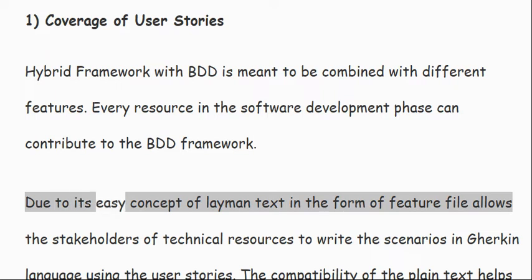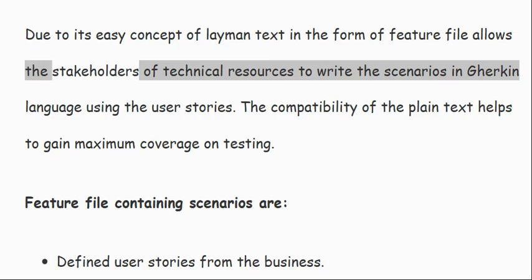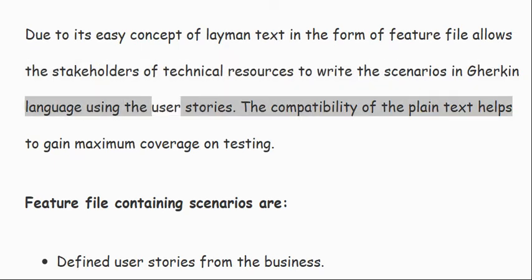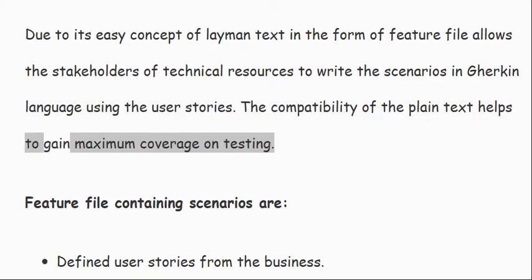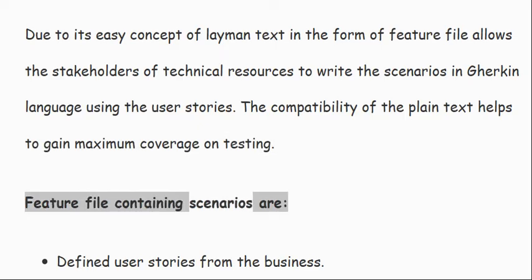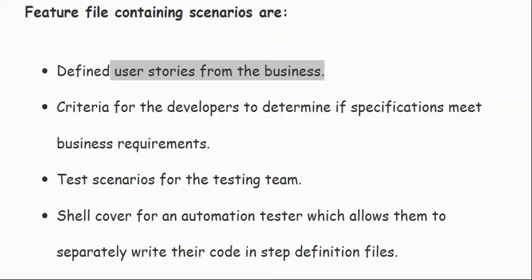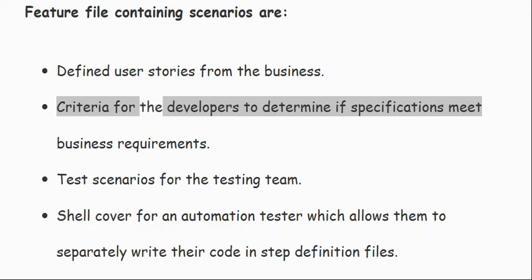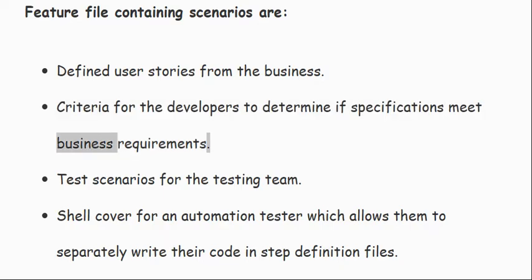Due to its easy concept of layman text in the form of a feature file, it allows the stakeholders and technical resources to write the scenarios in Gherkin language using the user stories. The compatibility of the plain text helps to gain maximum coverage on testing. The feature file containing scenarios defines user stories from the business, criteria for the developers to determine if specifications meet business requirements, and test scenarios for the testing team.